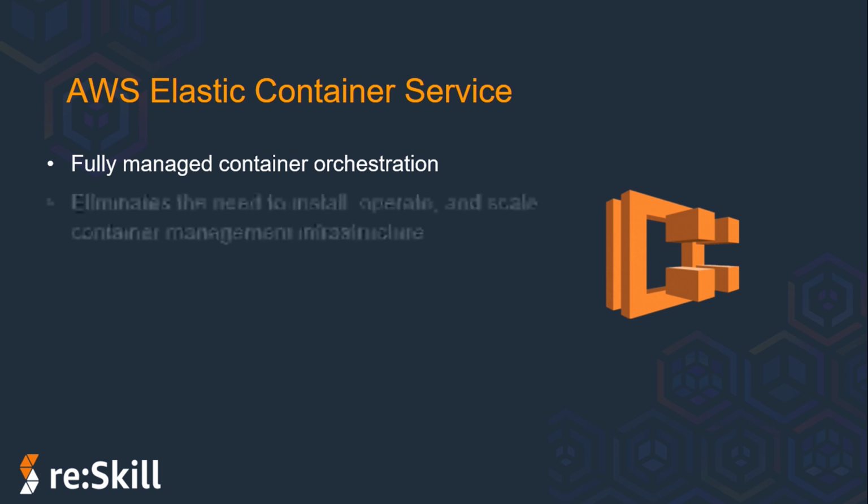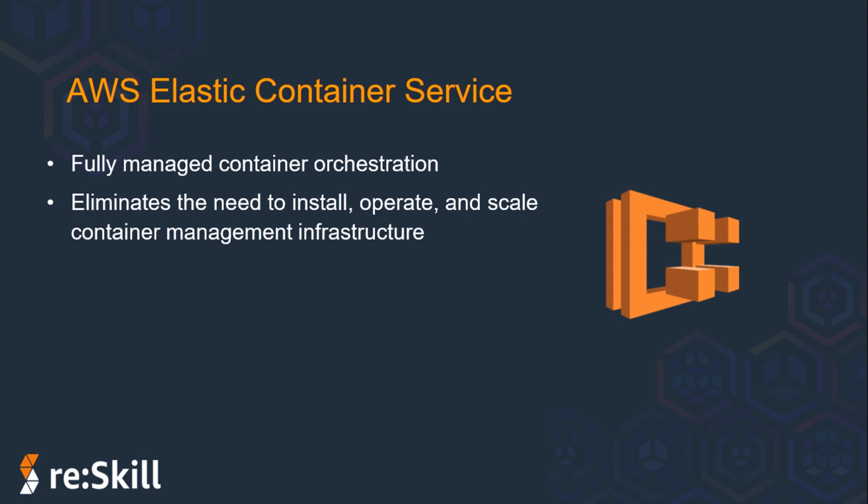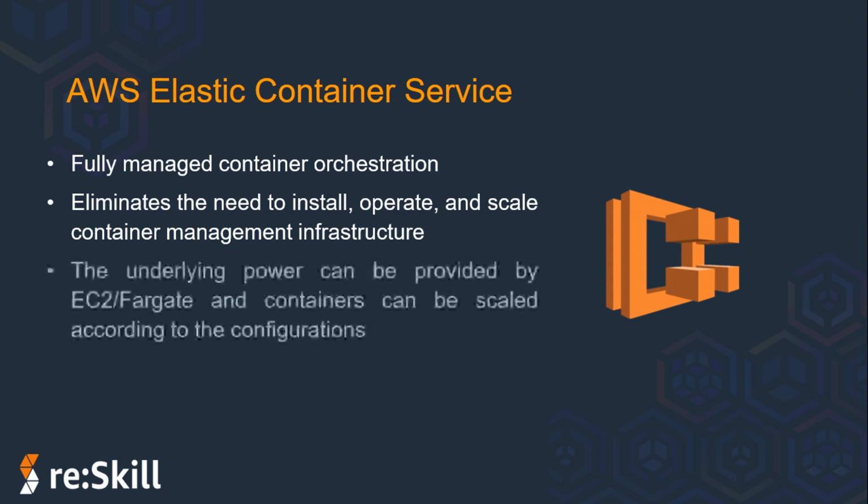It eliminates the need to install, operate and scale container management infrastructure and simplifies the creation of environments with familiar AWS core features like security groups, ELB, the load balancers, and AWS IAM. When running applications on Amazon ECS, you can choose to provide the underlying compute power for your containers with Amazon EC2 instances or with AWS Fargate, which is a serverless compute engine for your containers.